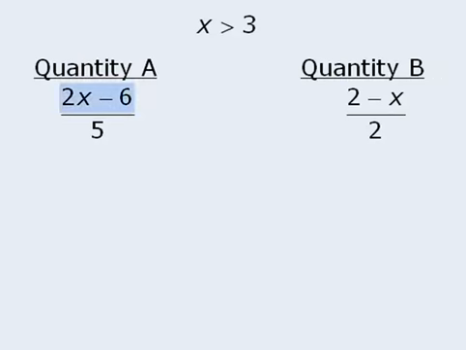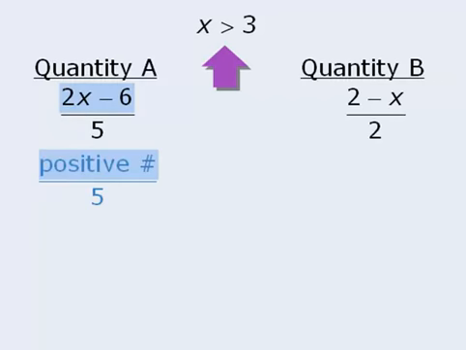First, notice that in the numerator of quantity A, we have 2x minus 6. Now, since we're told that x is greater than 3, we know that 2 times x must be greater than 6. And if 2 times x is greater than 6, then it must be the case that 2x minus 6 is a positive number. As you'll soon see, we don't need to be any more precise than this.